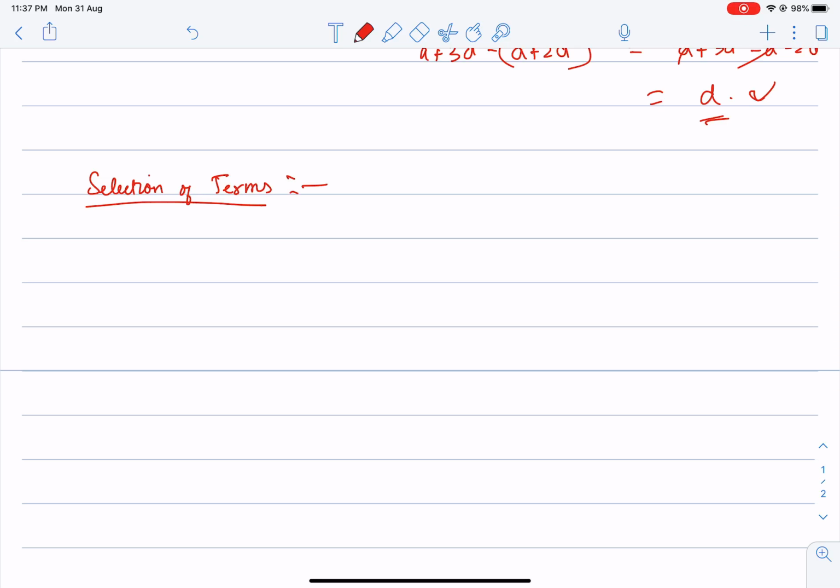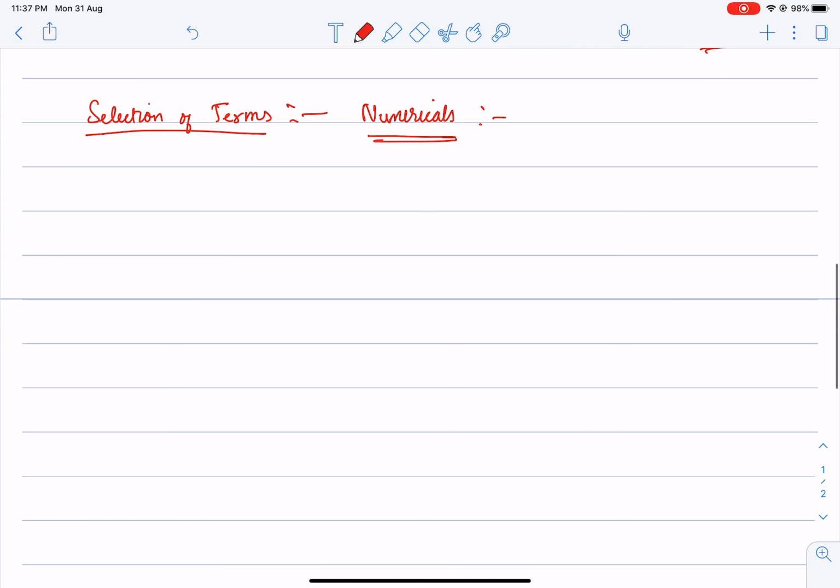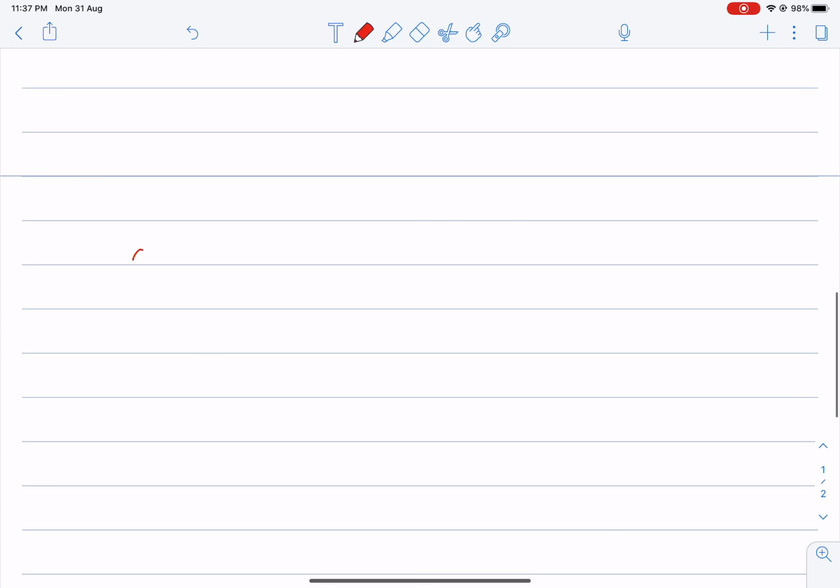Selection of terms. Whenever in numericals they say an AP of 3 terms, an AP of 5 terms, an AP of 4 terms, like that, you will use these standard ones. For 3 terms, you take the AP as a minus d, a and a plus d.